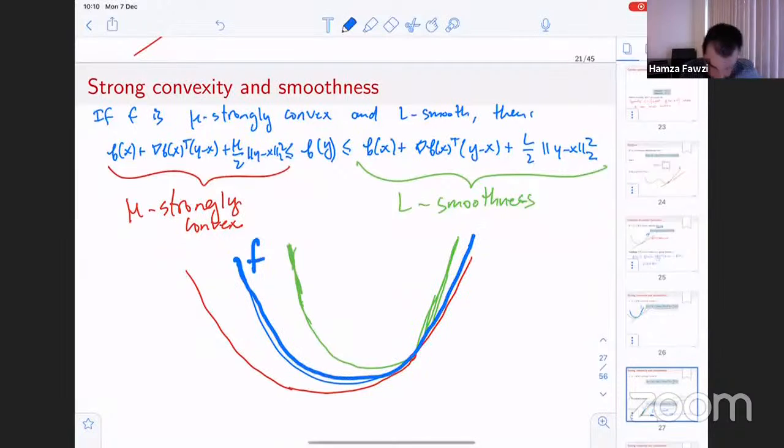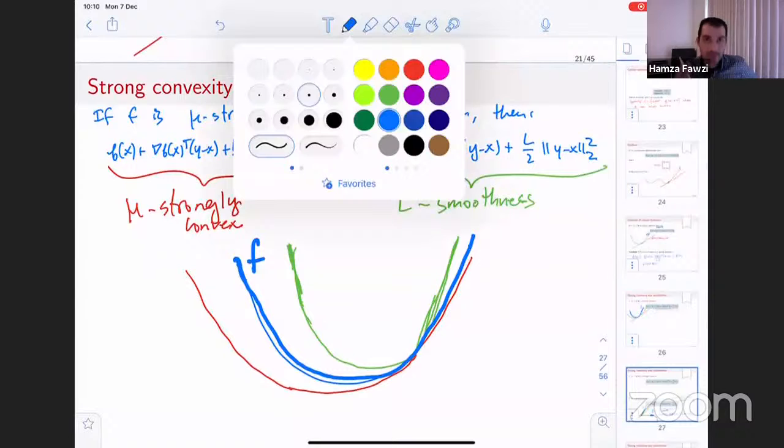This is my function f. It is upper bounded by a quadratic function, and it is lower bounded by a quadratic function. This is really what you have to keep in mind when you think about L smoothness and mu strong convexity.